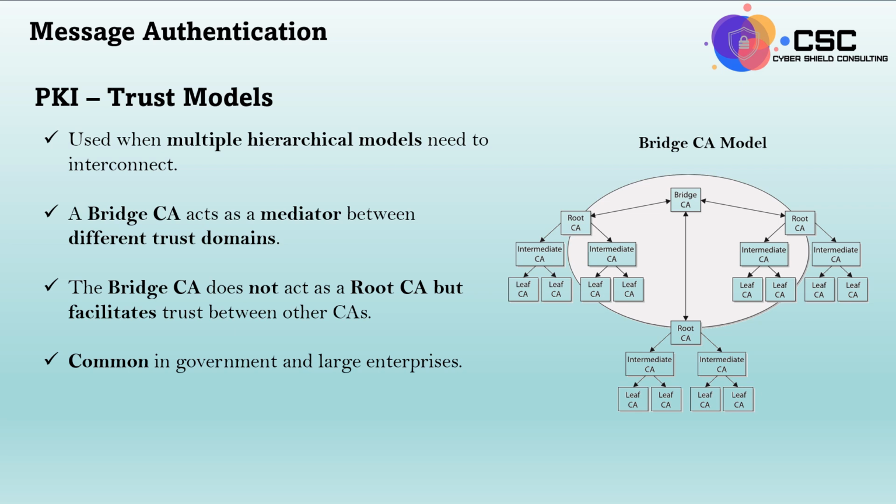is needed. In summary, choosing the right trust model depends on the needs of the organization. If you need a centralized, controlled structure, the hierarchical model is the best choice. If multiple organizations need to trust each other, cross-certification works well. Peer-to-peer is ideal for independent entities, but it does not scale efficiently. And when different public key infrastructure systems need to interconnect, the bridge CA model is the solution.